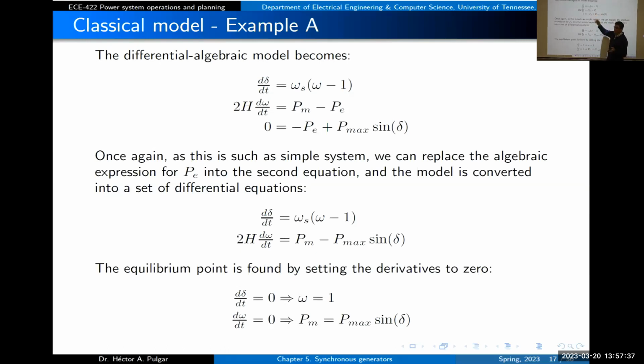Why am I talking about this? Because now things will get more complicated. We will not be able to get an explicit expression for this electrical power anymore. So that's why I am emphasizing that aspect. With the simplification, this model is reduced to this.